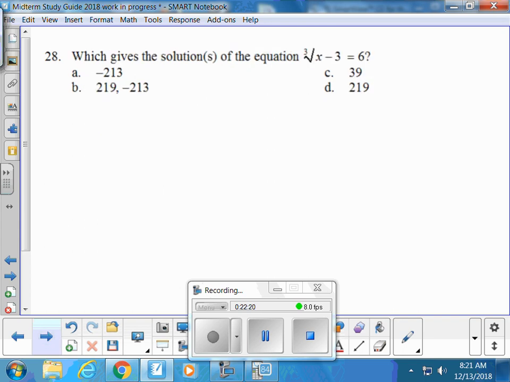28, which gives the solutions of... Oh gosh, so this didn't copy onto my paper. Did it copy onto your paper? That this cube root should go all the way? Okay, yeah. I don't know why it didn't capture that way on my board.